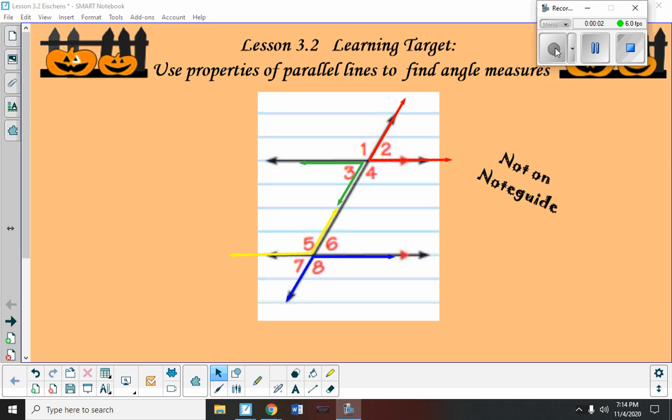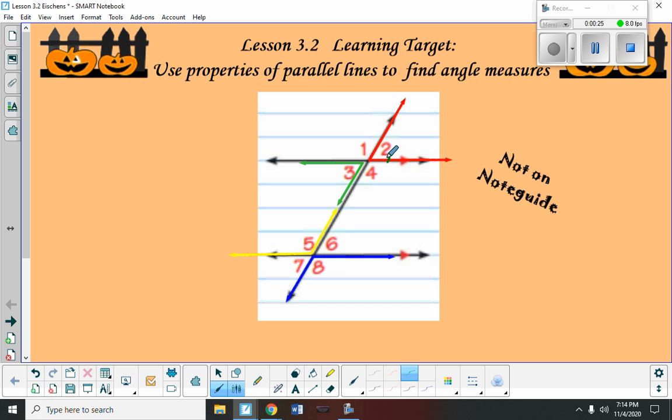Hi, this is lesson 3.2, and in this lesson we're going to use properties of parallel lines to find angle measures. Now, in the last lesson we learned about corresponding angles, so we're going to talk about those for a little bit. Angle 2 corresponds to angle 6, right? Because they're both above the line and to the right of the transversal.